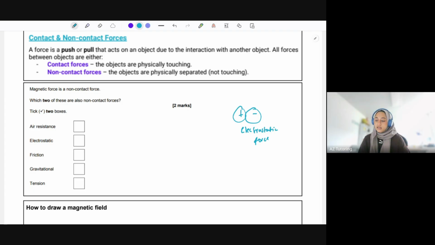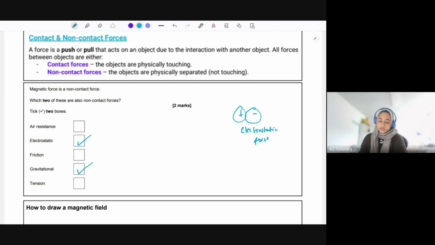So air resistance is a contact force because, say there's somebody jumping out of a plane, the parachute would allow for air resistance to be created. So it's a contact force touching the parachute and it's on the person as well. Electrostatic is a non-contact force, as we've just discussed. Friction is not, because you're rubbing your hands together. Gravitational is also a non-contact force because gravity is not essentially touching anything.